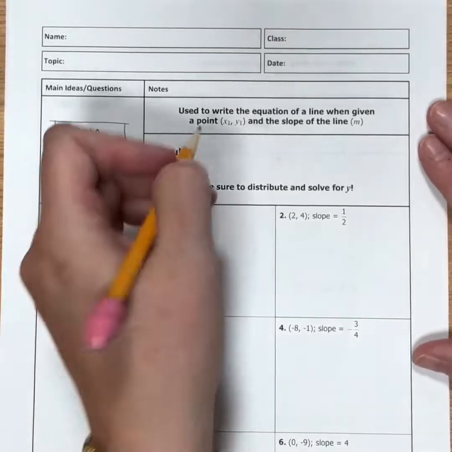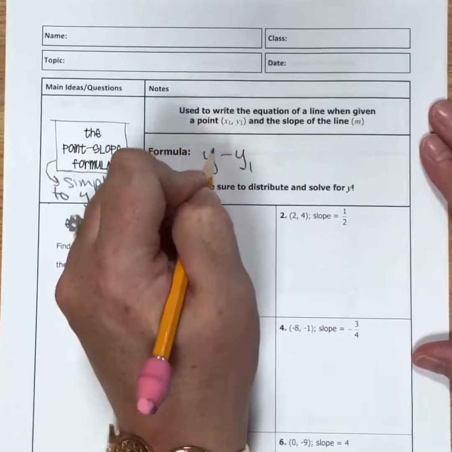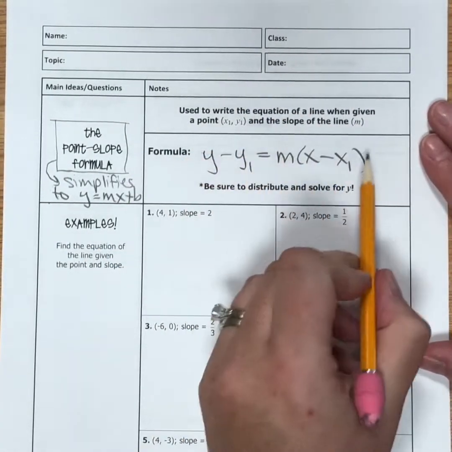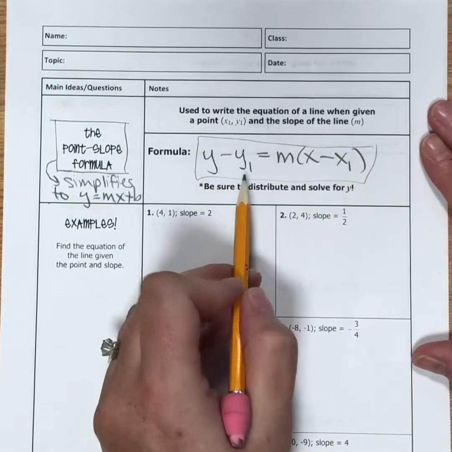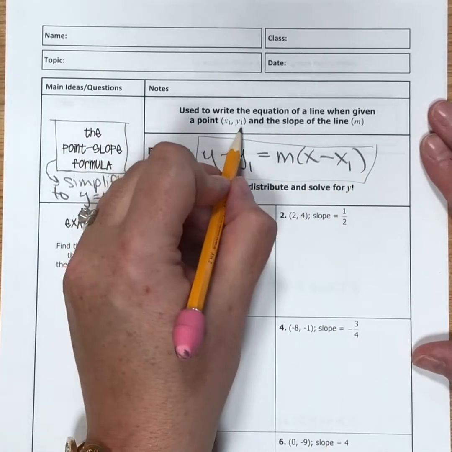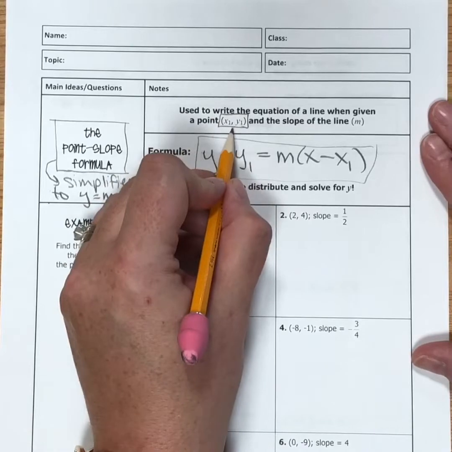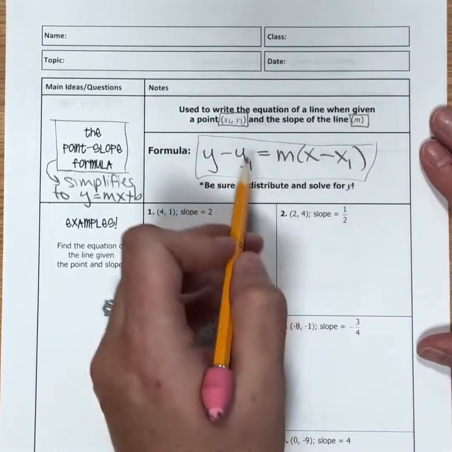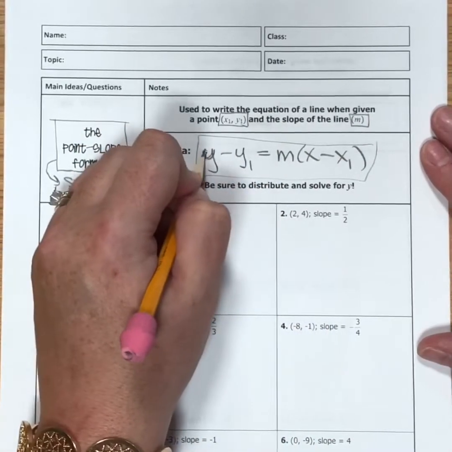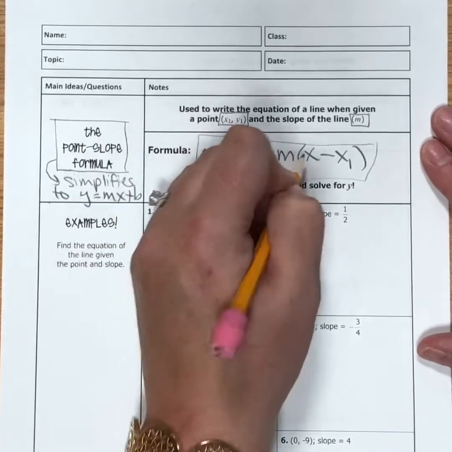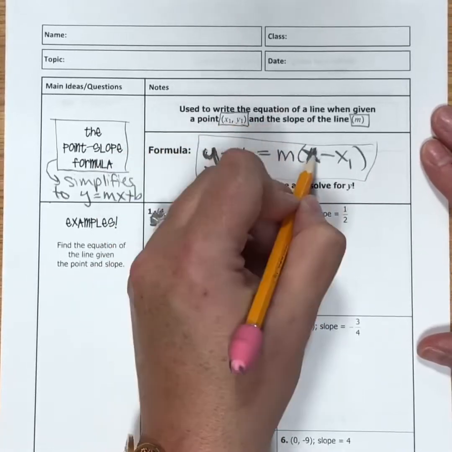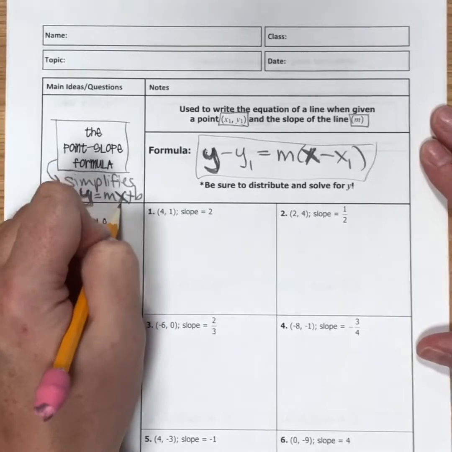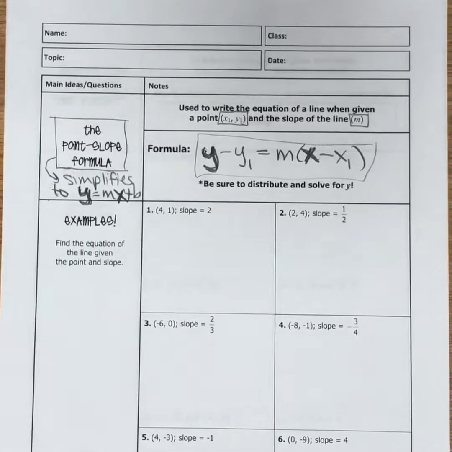Basically, the formula is y minus y1 equals m times x minus x1. Now, this y1 and this x1 are from the given point, and the 1 just represents it's the 1 point that you're given. And then we use the m to substitute. This y and this x stay y and x. It's the same y and x in the y equals mx plus b form.